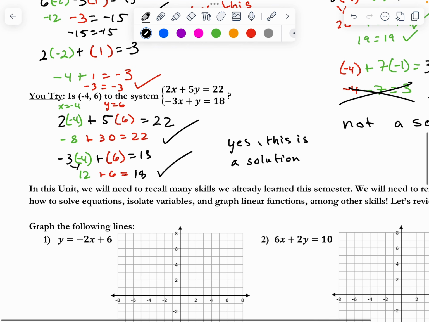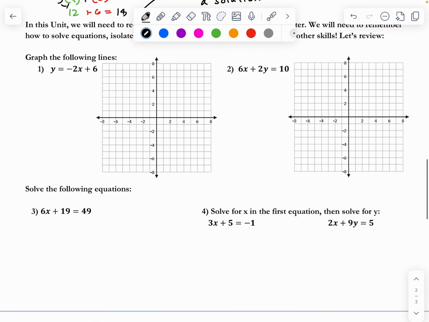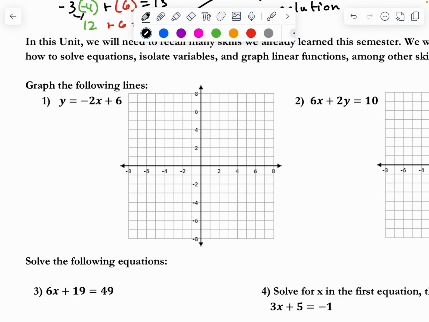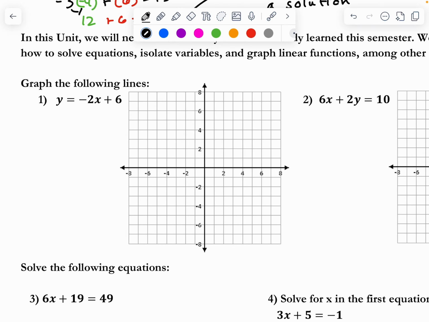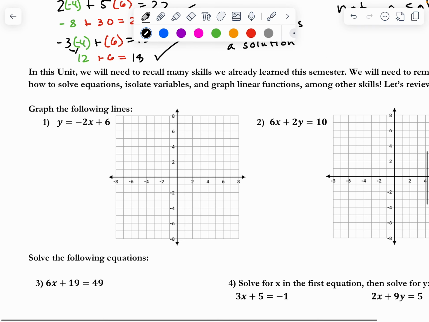Perfect. And that's it. So we're almost done. We have 5 more examples, which will be very quick. All right. So let's go ahead and graph this and just make sure that we remember how to graph our lines, right? This is just review. So let's review.